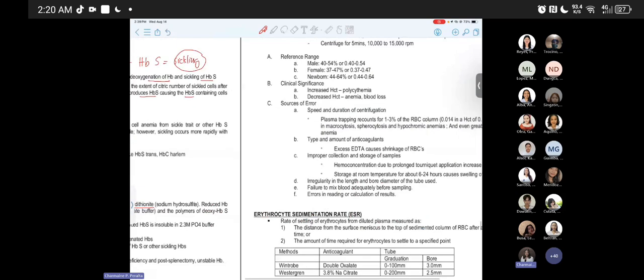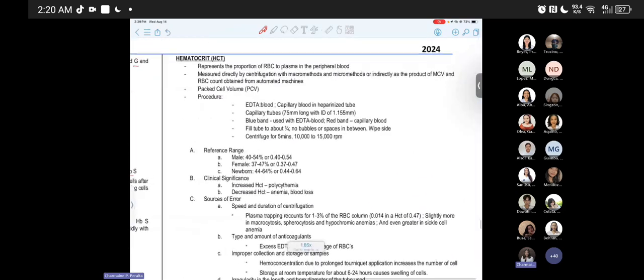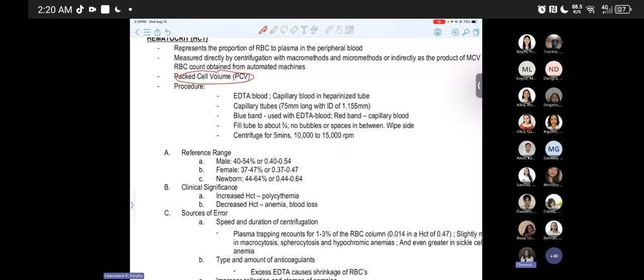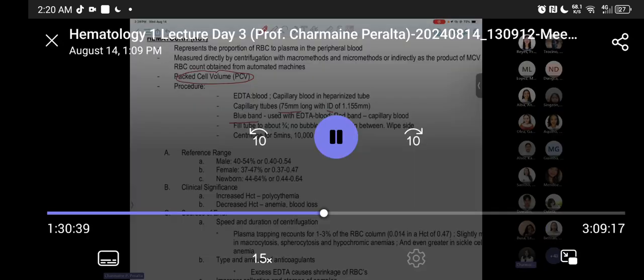Next, hematocrit. So hematocrit represents the proportion of RBC to plasma in peripheral blood. Ang other term for hematocrit is packed cell volume. Procedure: EDTA blood or capillary blood in heparinized tube. Ang capillary tubes, ang length 75 mm long with ID, internal diameter, of 1.155 mm. Ang blue band capillary tube is used with EDTA.